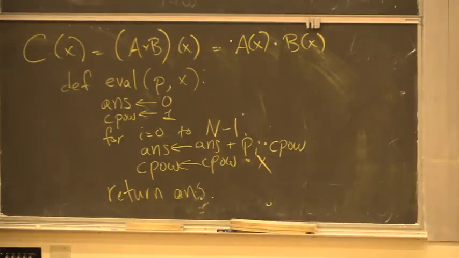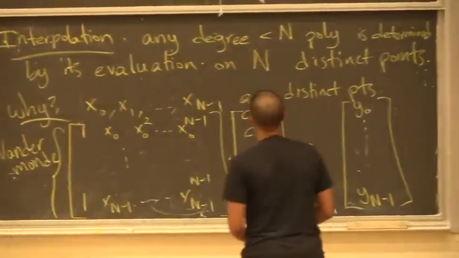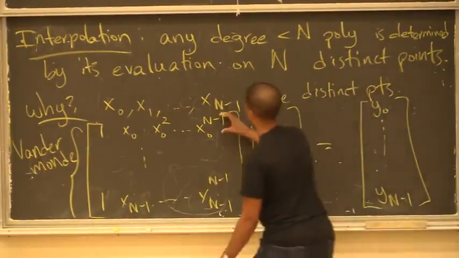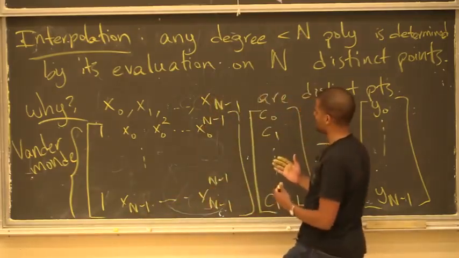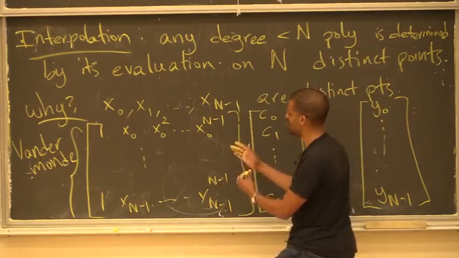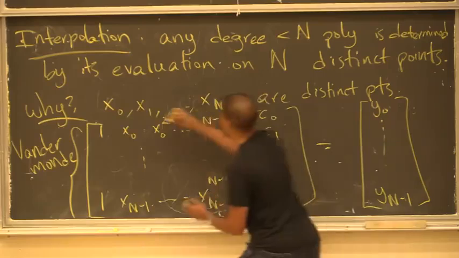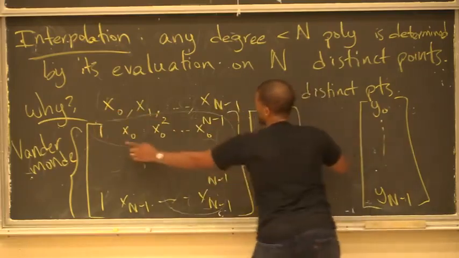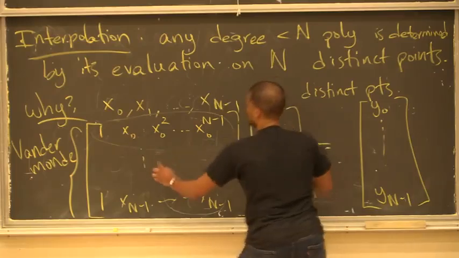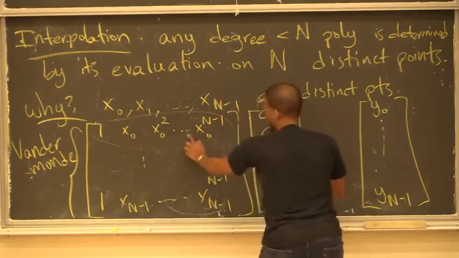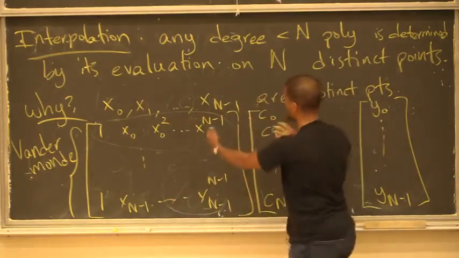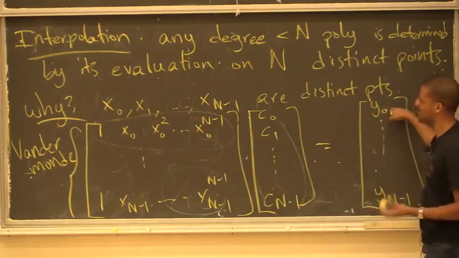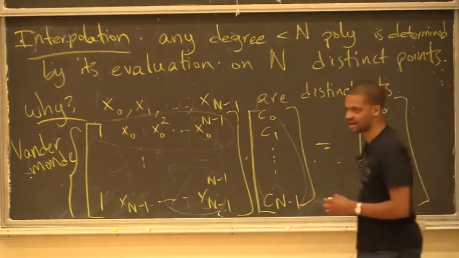So now if I wanted to plug this into this idea of interpolation, what is y0? Y0 is this dot product. Maybe I should have waved my hands at this to make sure you see what I'm doing here. Y0 is the dot product of the 0th row with C. What is that? That's C0 times 1 plus C1 times x plus C2 x squared plus C3 x cubed, etc. Each one of these dot products is the evaluation of C at that point. So y0 is the evaluation at x0, y1 is the evaluation at x1, etc.